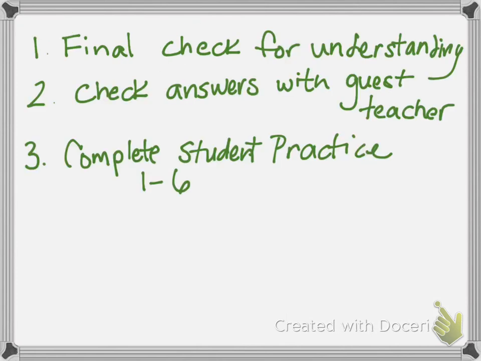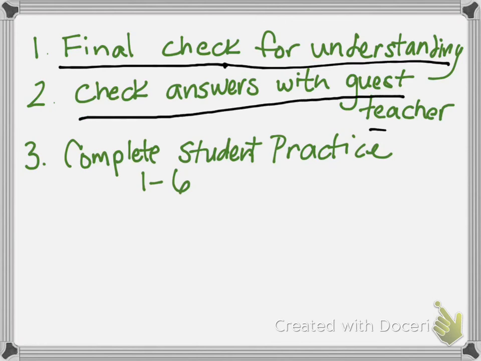Okay, here's what you're going to do now. In a moment, you are going to complete the two final check for understandings, and then you're going to get up and check your answers with the guest teacher. Once you've gotten 2 pluses, you'll complete the student practice problems 1 through 6. Now, if you don't get 2 pluses, you need to go back to your seat and think about what you're doing. Remember, final check for understanding is at a voice level of 0. You're doing this on your own without help, so we can see what you understand.